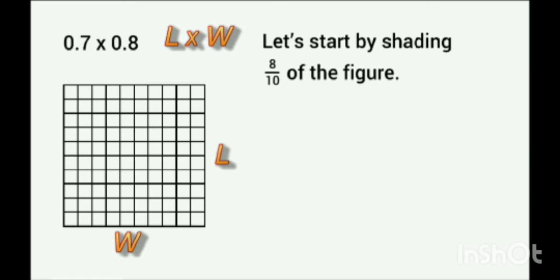Now when creating an area model, we should reference back to the area of a rectangle, which we know can be found by multiplying the length by the width. So one of our 2 numbers should represent the length of our model, and the other number should represent the width of our model. So we're going to start off by letting 0 and 8/10 represent the width of our model. So we're going to go ahead and shade 8/10 of our figure.